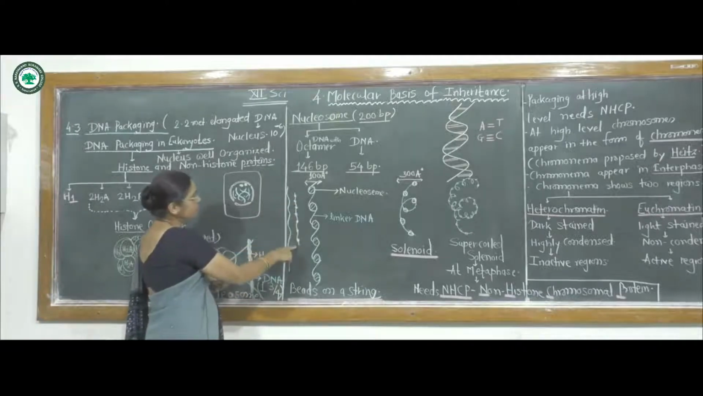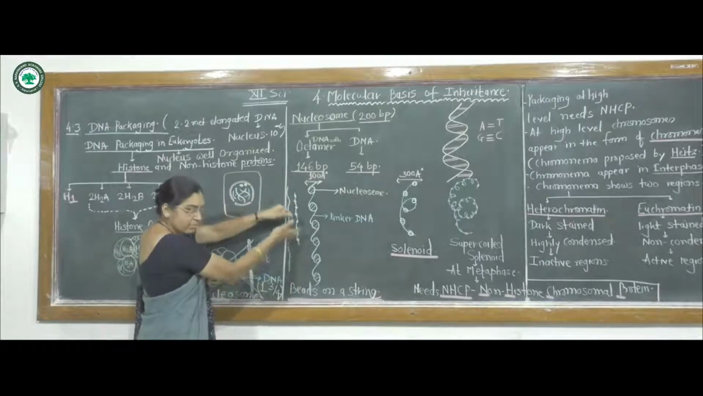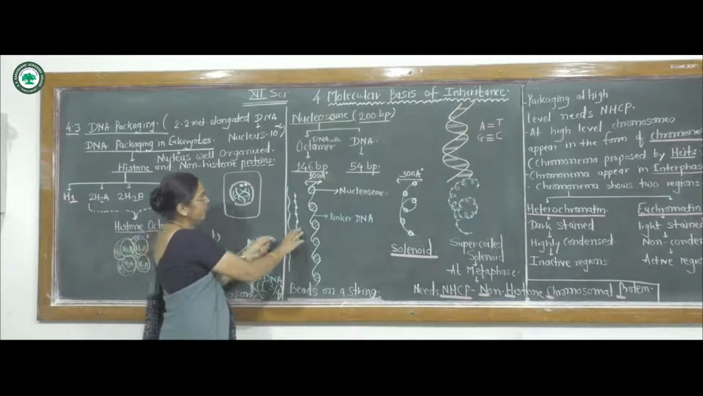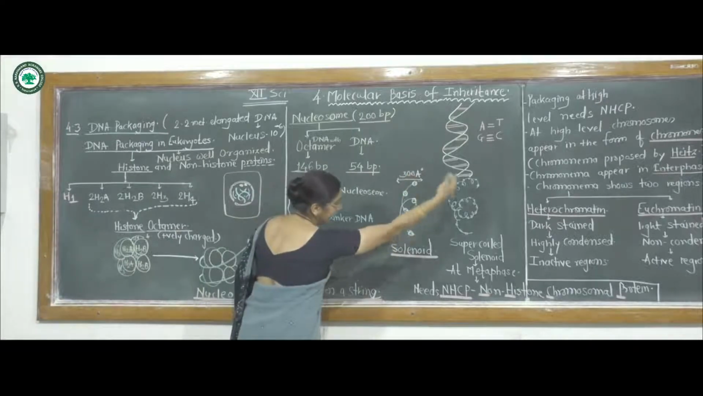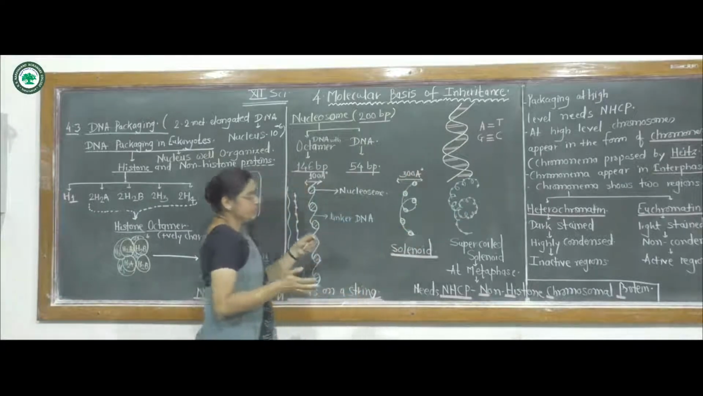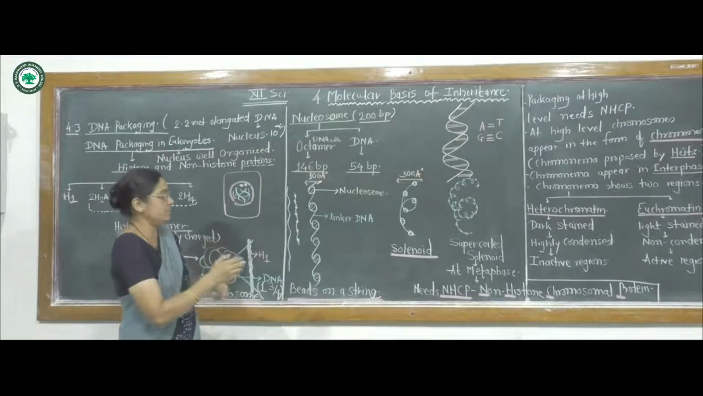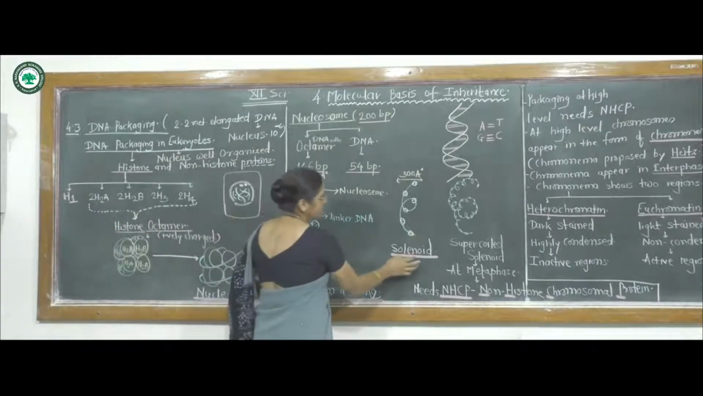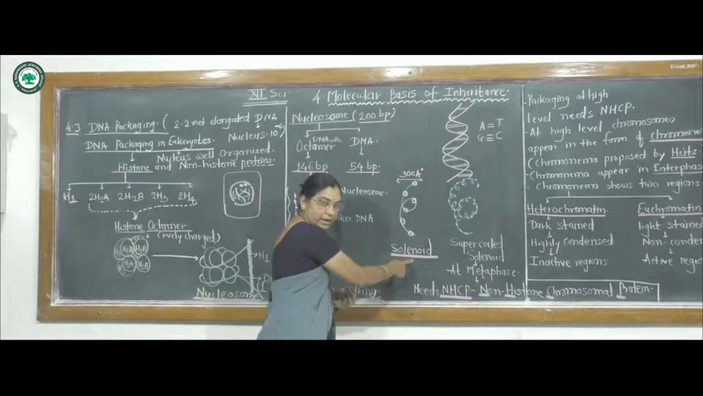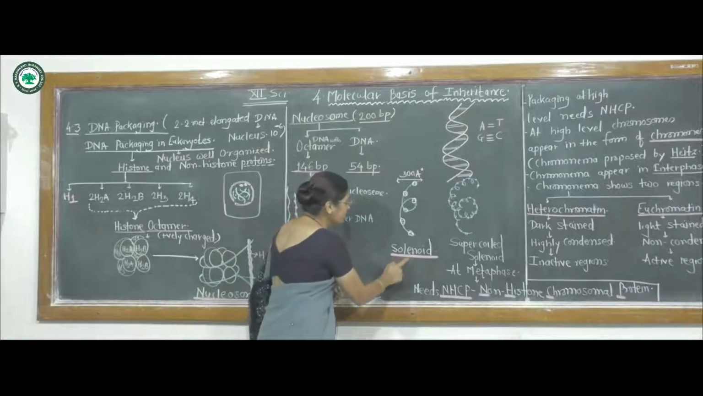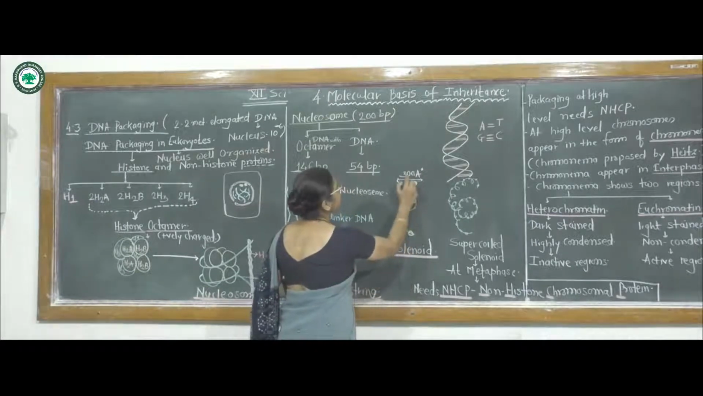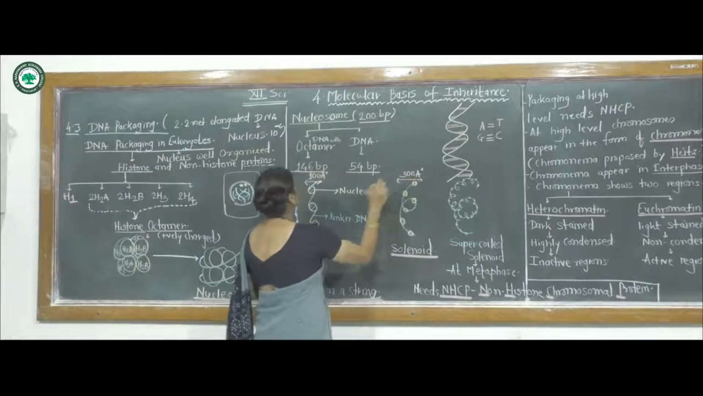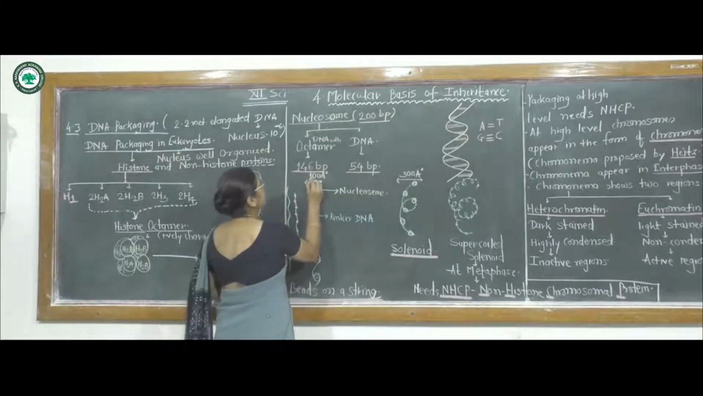Here, due to the beads on a string, it gets somewhat compressed, and then later, due to the coiling, maybe due to the super coiling, it gets accommodated in a very small space. So here the beads on a string get coiled around itself to form the structure called the solenoid, and the solenoid shows a diameter of 300 angstrom units.